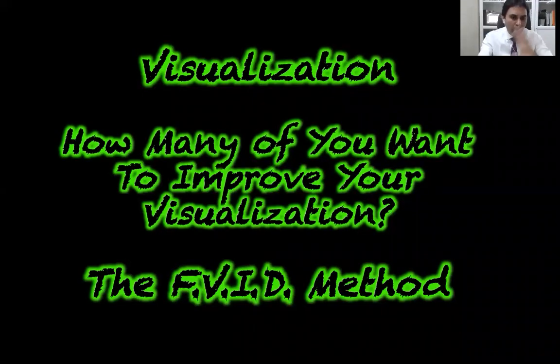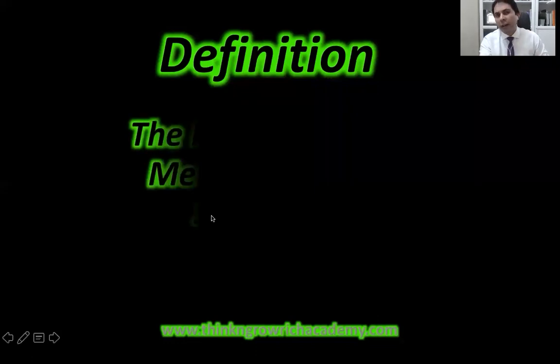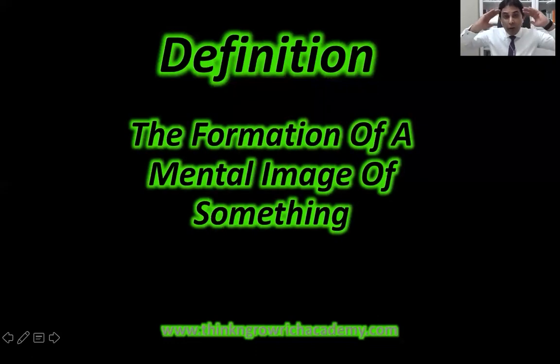Okay, so I'm going to break it up in a different fashion over here. Let's look at it this way. First of all, let's define what we mean by visualization. Simple textbook definition: the formation of a mental image of something, that's visualization. See, we think in terms of images. Human beings think in terms of images.